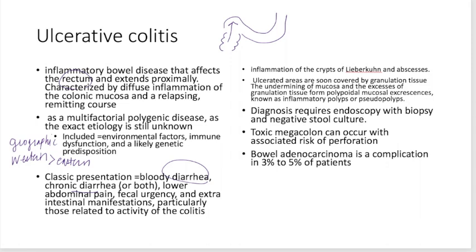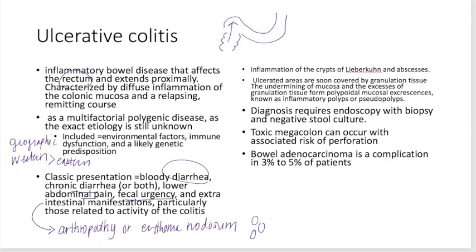Chronic diarrhea, lower abdominal pain, fecal urgency, and then we can have extraintestinal manifestations, and those are related to erythema nodosum and acute arthropathy. Erythema nodosum are areas on the shins that are raised bumps and they're painful. Arthropathy basically means that you're going to have some joint pain.